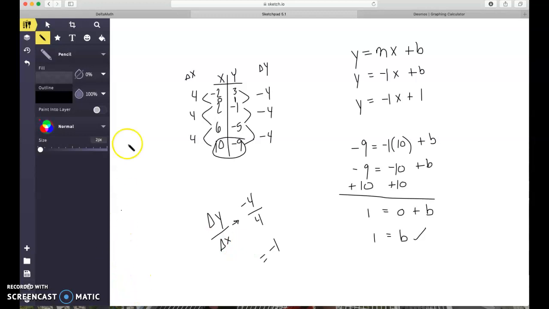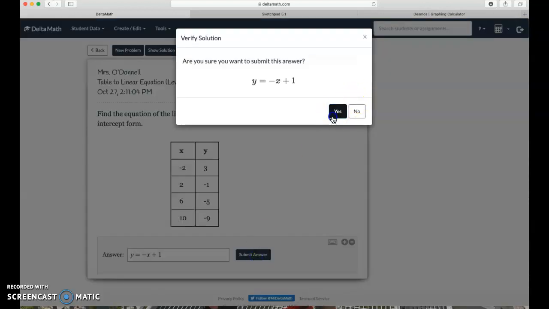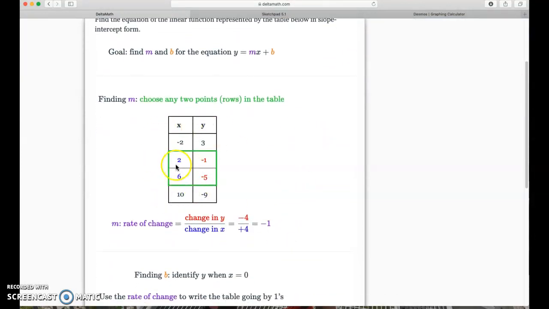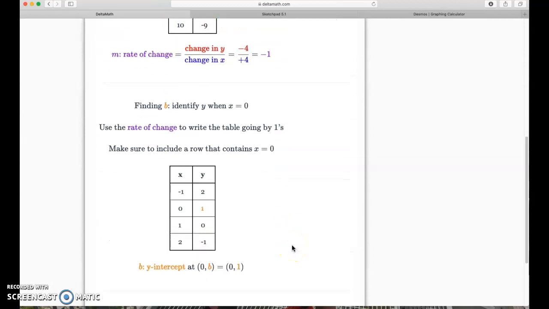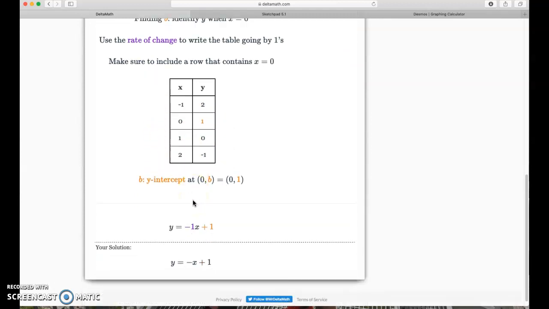All right, let's type this into Delta Math to make sure we got it correct. So y equals -x plus 1 should be our answer. Y equals -x plus 1. Click submit. Yes, and they like it. They're walking you through, again. They did 2 points and probably used the slope formula, but with similar vocab to what I was using. And then it looks like they did the same thing where they went back a couple and used the table to find the y-intercept.